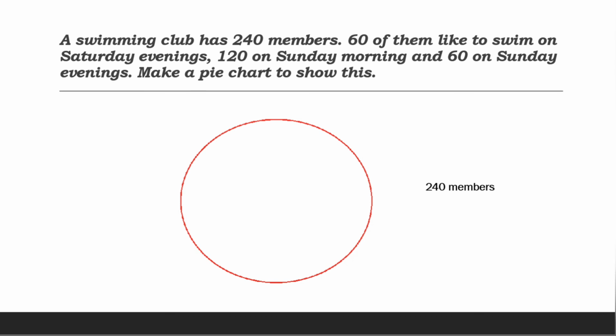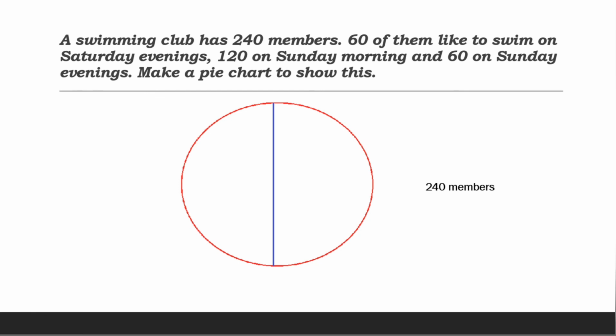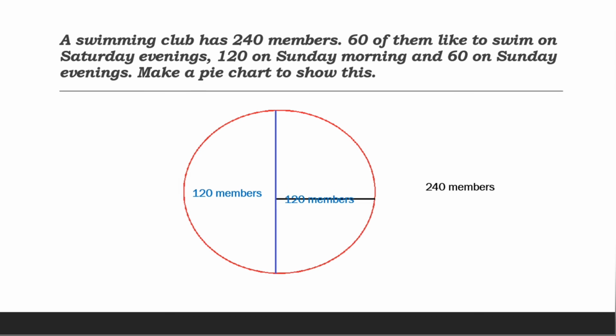Now the swimming club has 240 members. 60 of them like to swim on Saturday evening, 120 on Sunday morning and 60 on Sunday evening. Make a pie chart. We know that a pie chart is a circular chart. So this circle represents 240 members in total. So if we draw one line, that means on each side there will be 120 members. And 120, we know that 120 are going on Sunday morning, right? And out of this, what is the half of 120 members? If we divide this 120 into half, that will come to 60 members each, right?